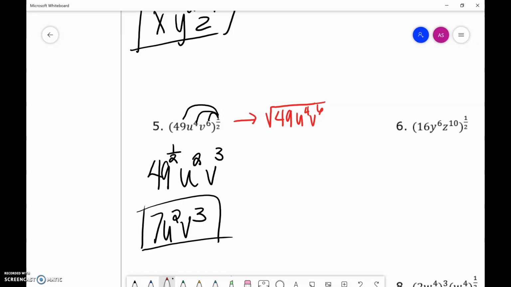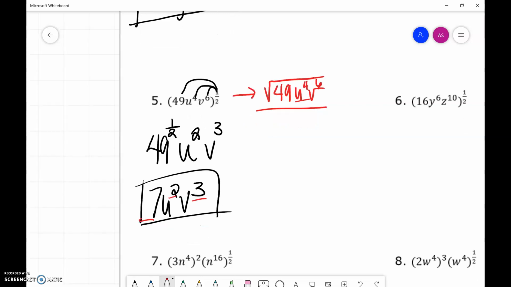Okay, and this may be one of those cases where it may be easier for you to rewrite it and do it this way, because 49 is a perfect square. So if I take the square root of 49, that's my 7. If I take the square root of u to the 4th, that's u to the 2nd. And if I take the square root of v to the 6th, that's v to the 3rd. So whatever way works for you, again, do that.